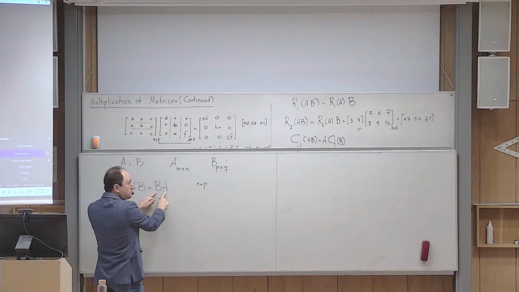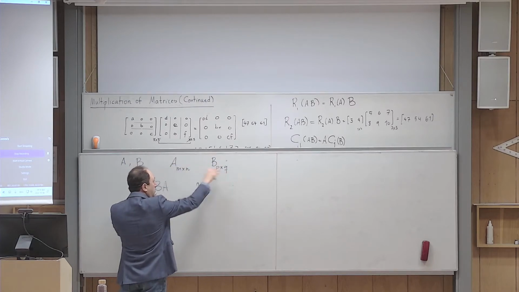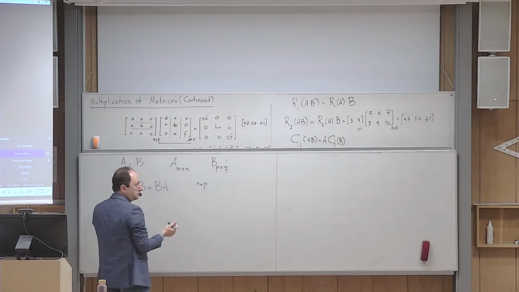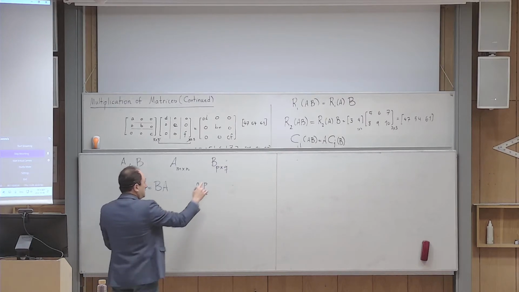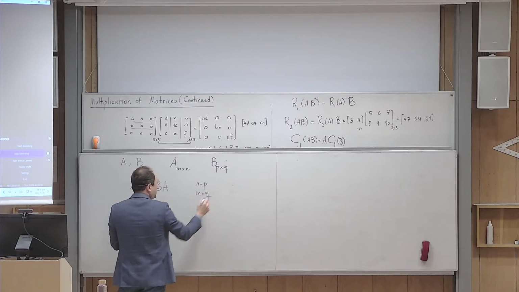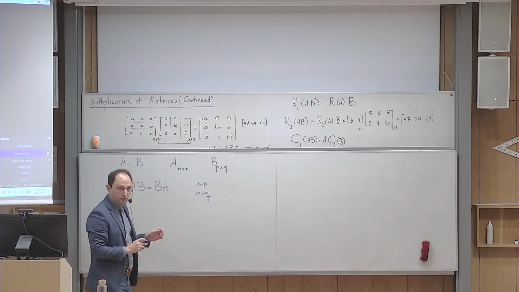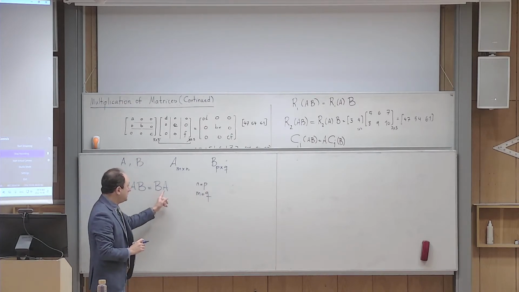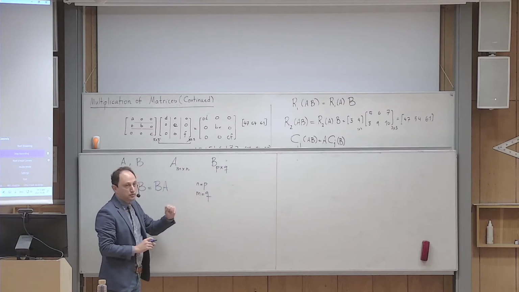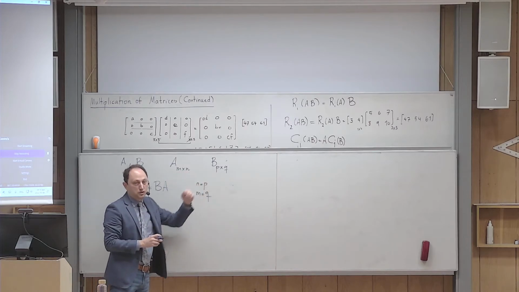But BA should also be defined. So what does it mean? It means B on the left, A on the right should be doable. If B times A is doable, it means q is equal to m. But still, there is no guarantee that all these numbers should be the same. Because AB is defined, n should be equal to p definitely. Because BA is defined, m should be equal to q definitely. But I am claiming more. I am claiming that all these four numbers are equal. Why?